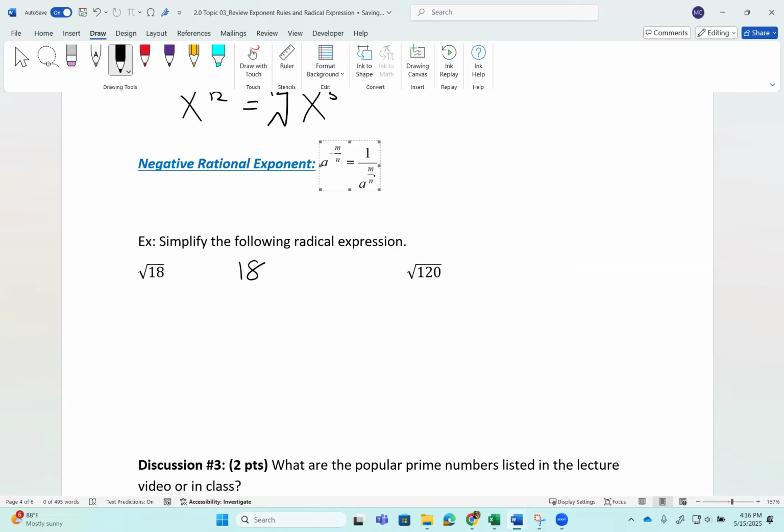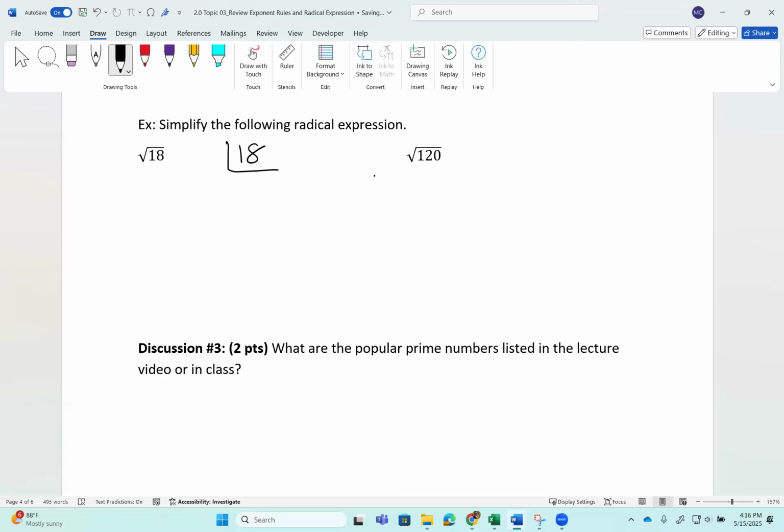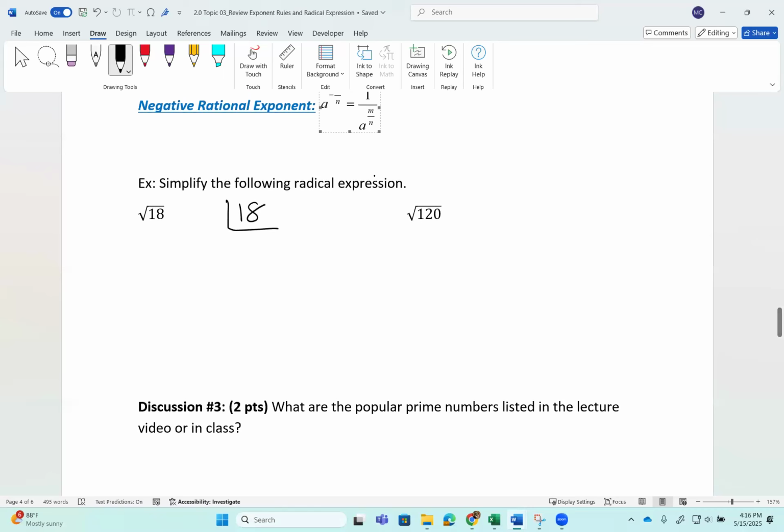So I'm gonna put my 18 inside this upside down division, and on the outside, I'm gonna use prime numbers. The popular prime numbers that I normally use. So this is a discussion question again. Popular prime number, by the way, one is not a prime number. Prime numbers only have one set of factors, one and itself. The number one doesn't really fit into that definition.